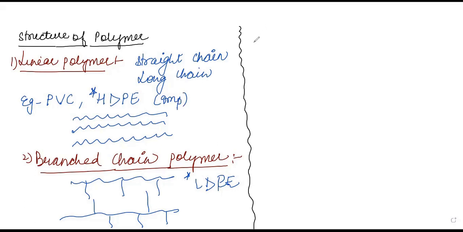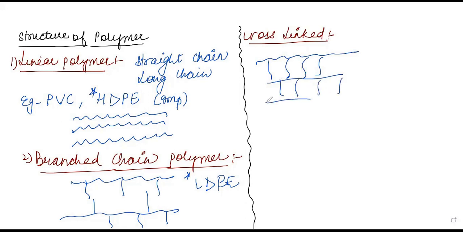Fine. The next type is the cross-linked polymer. And what type of structures do cross-linked polymers have? 3-dimensional structures are there. Long chains are present. Branching can be on any side. The long network of these kinds of chains makes the cross-linked polymer. Okay, very important.